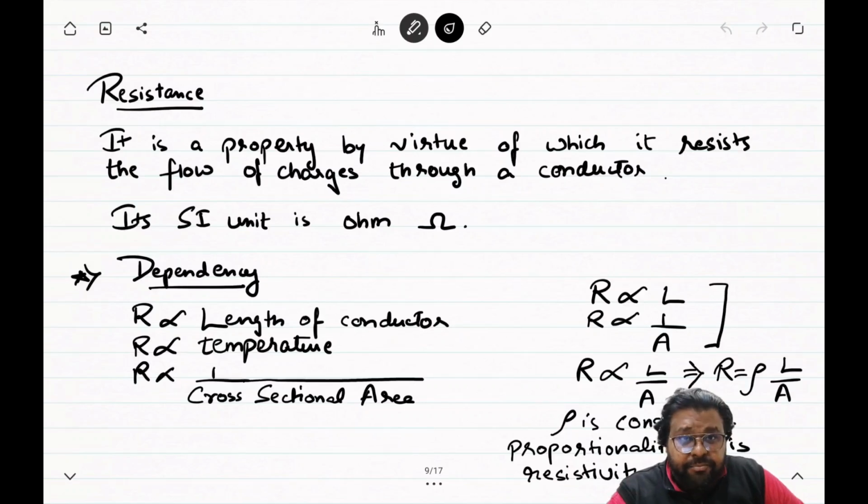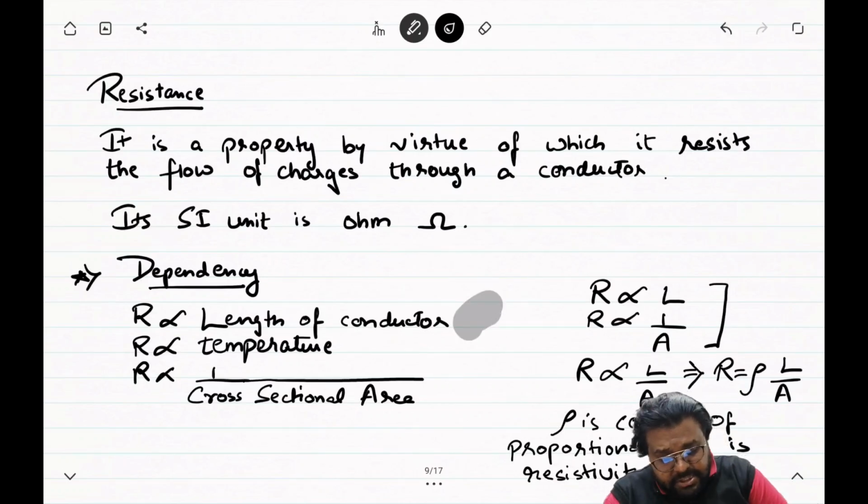R is directly proportional to the temperature. Higher the temperature, more the resistance. You can imagine if the temperature rises, the particle movement rises, hence it's very difficult for the charges to pass through the conductor. As a result, it's directly proportional to the temperature. And R is inversely proportional to the cross-sectional area of the conductor.